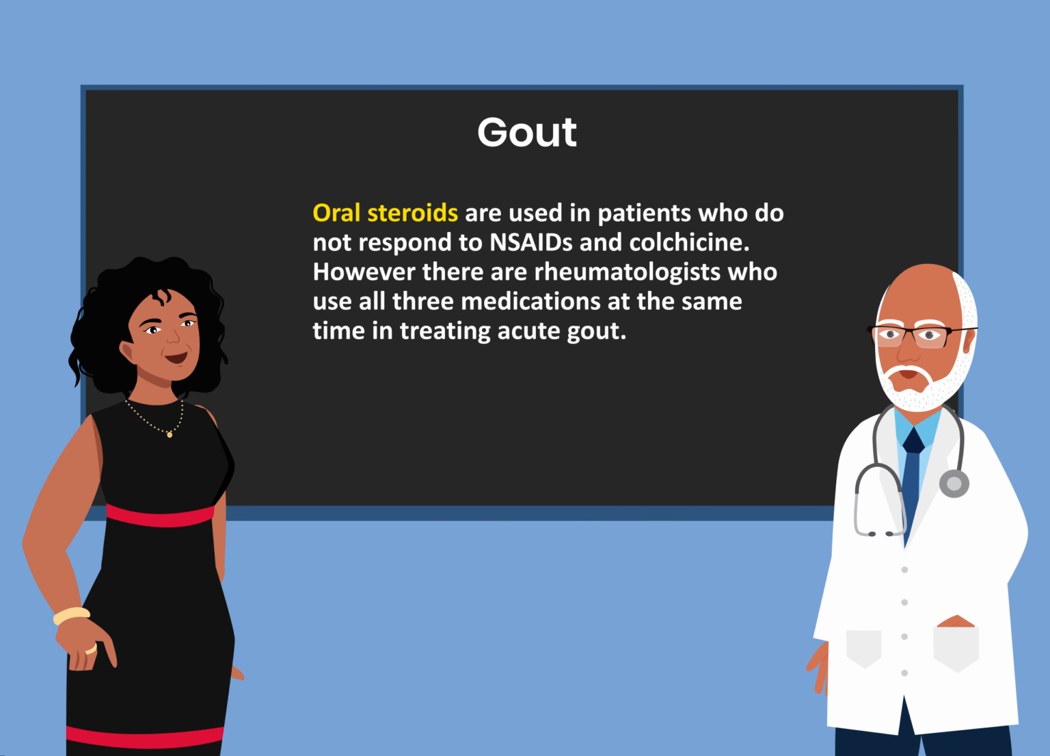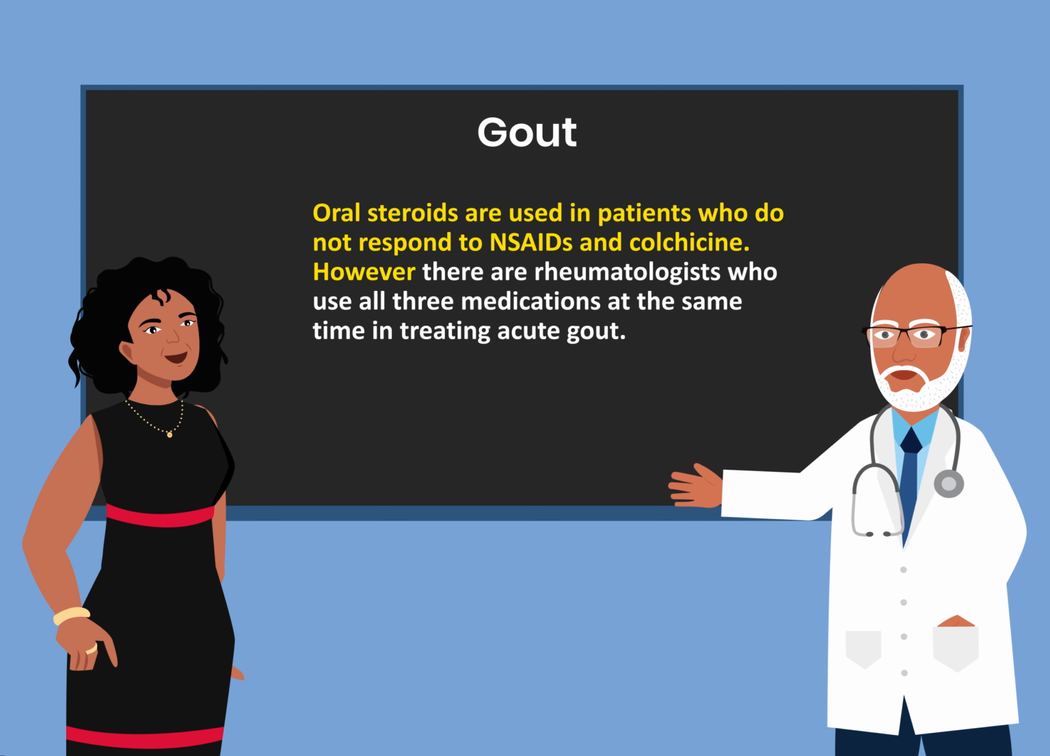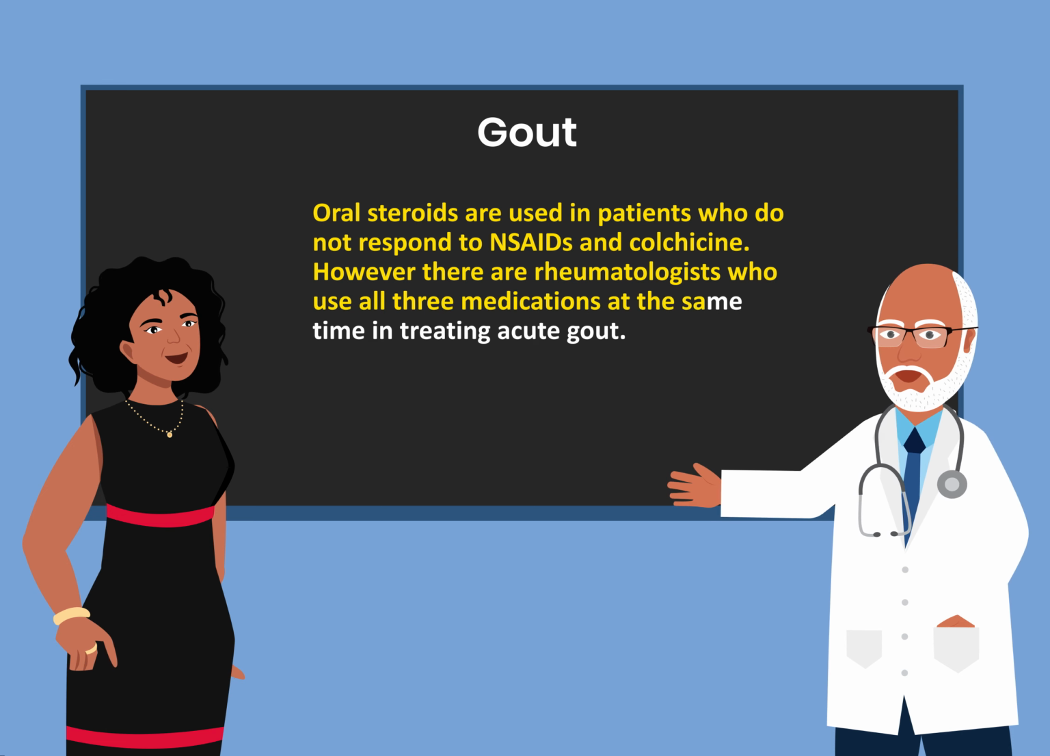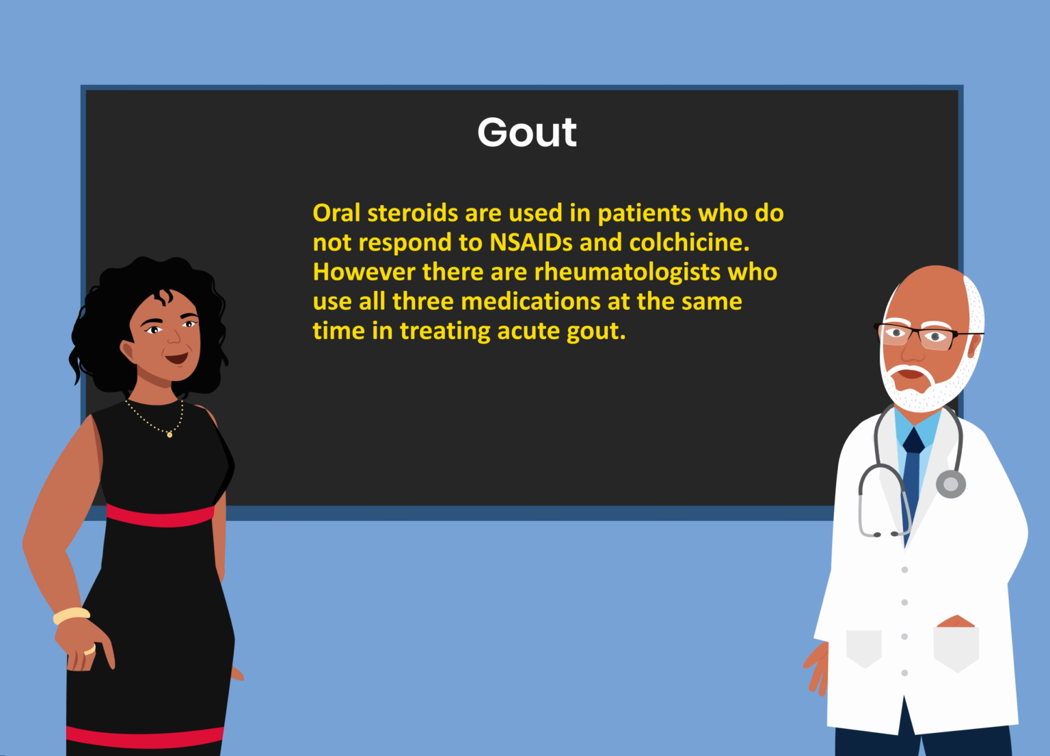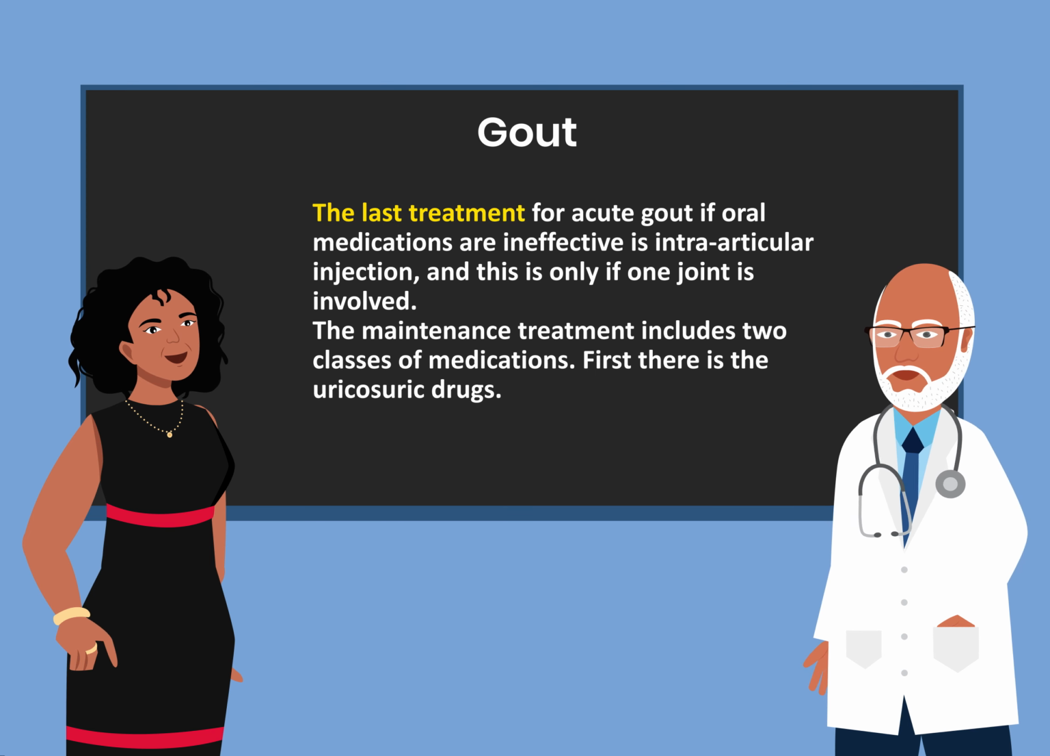Oral steroids are used in patients who do not respond to NSAIDs and colchicine. However, there are rheumatologists who use all three medications at the same time in treating acute gout. The last treatment for acute gout, if oral medications are ineffective, is intra-articular injection, and this is only if one joint is involved. The maintenance treatment includes two classes of medication.